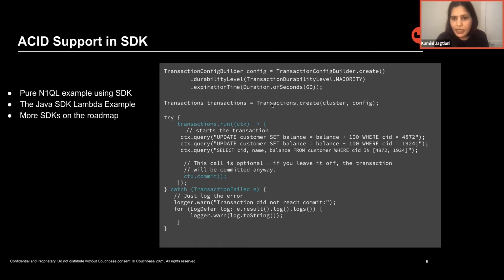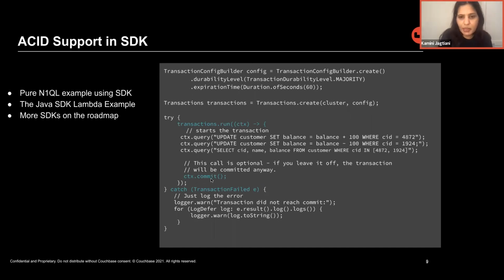The next thing is we are creating a transactions object. And then this is the Lambda function of the Java SDK. Java SDK has added a query method to it. So you give ctx.query and you provide the query statement as you saw in the previous slides. And then when you close the try block, it auto commits.